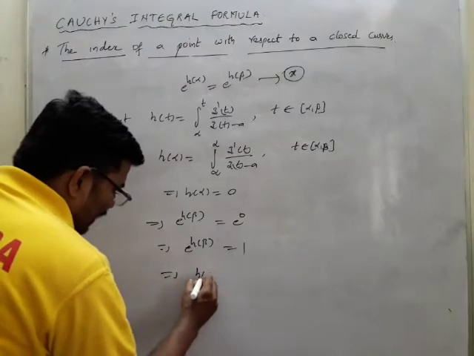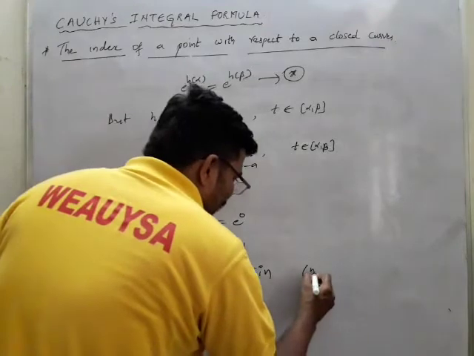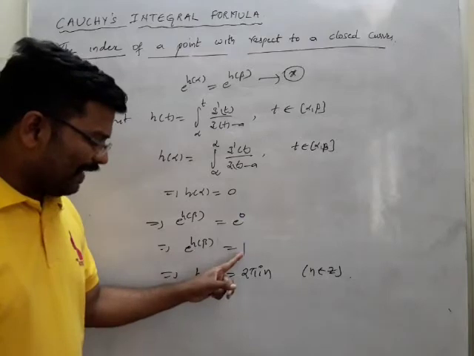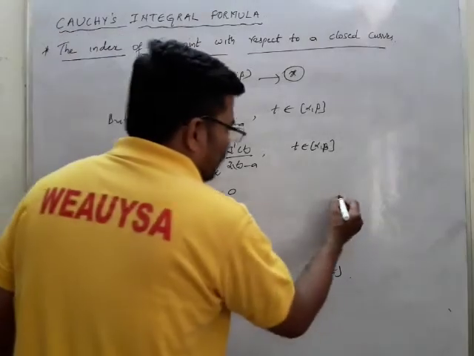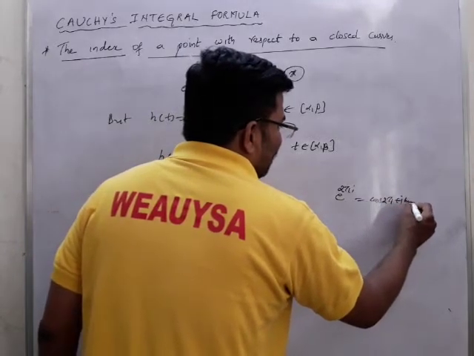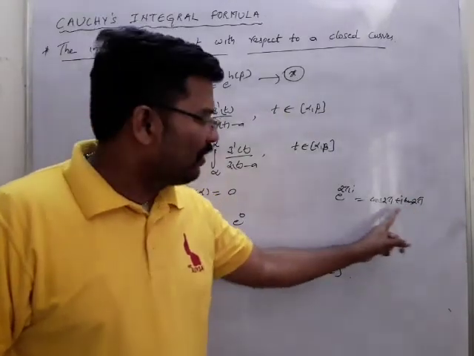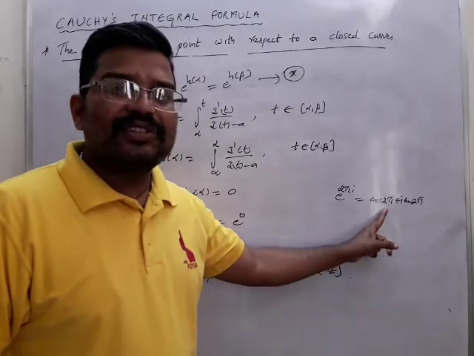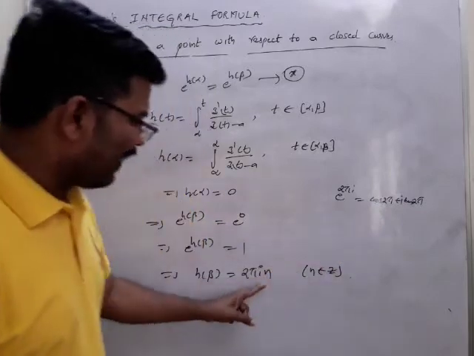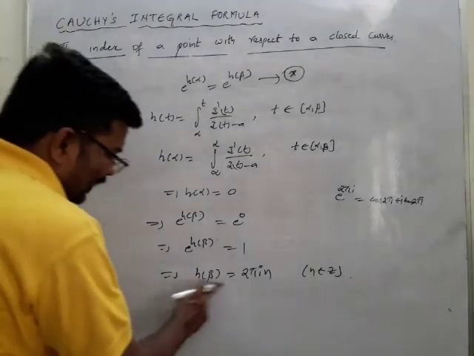I may write h of beta is equal to 2 pi i n, where n belongs to the integers, because e power 0 is 1. So you may write this as e power 2 pi i n. E power 2 pi i is nothing but cos 2 pi plus i sin 2 pi. Cos 2 pi is a positive 1. Cos pi is minus 1, but cos 2 pi is 1. N I have taken, I can choose any value of n. N may be 1, 2, 3. So h of beta is nothing but 2 pi i n.